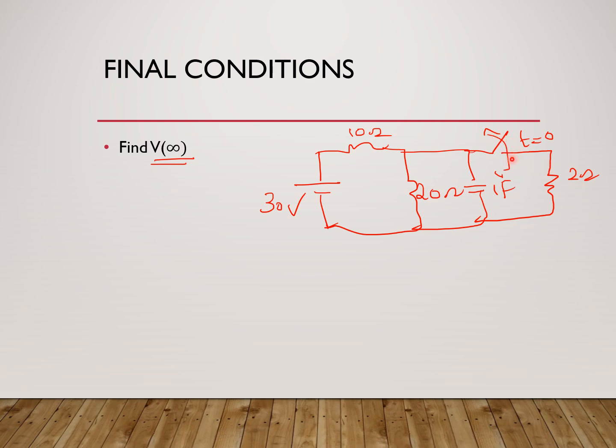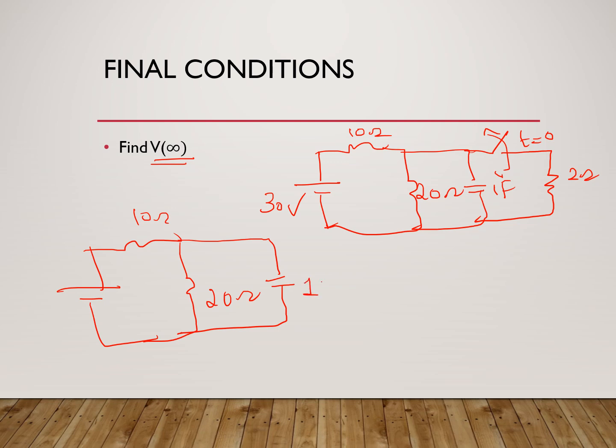So at time t is equal to 0, the switch is getting open, and after that you draw the circuit like this. After time t is equal to 0, our circuit will have 10 ohm, 20 ohm and only the capacitance here, because the remaining part is cut off. So the capacitance, which is 1 farad, and this is a 30 volt source.